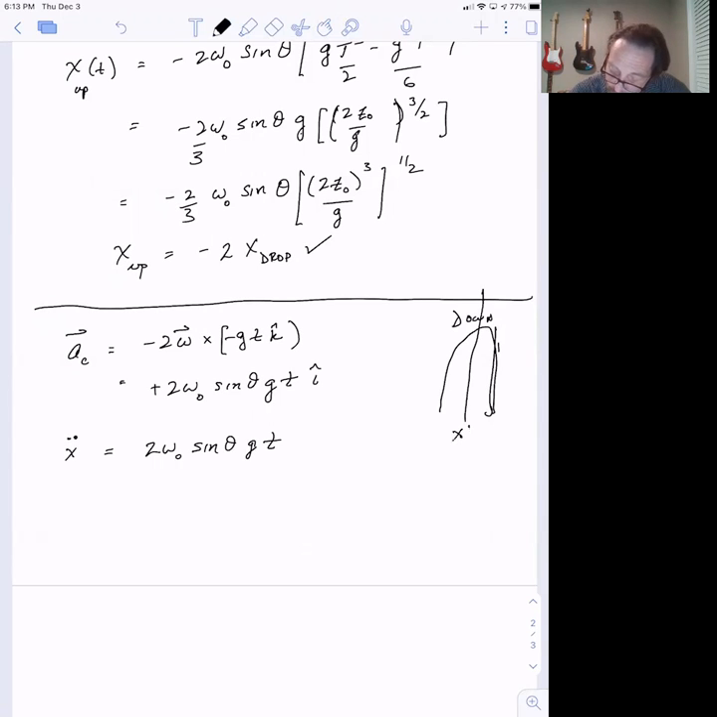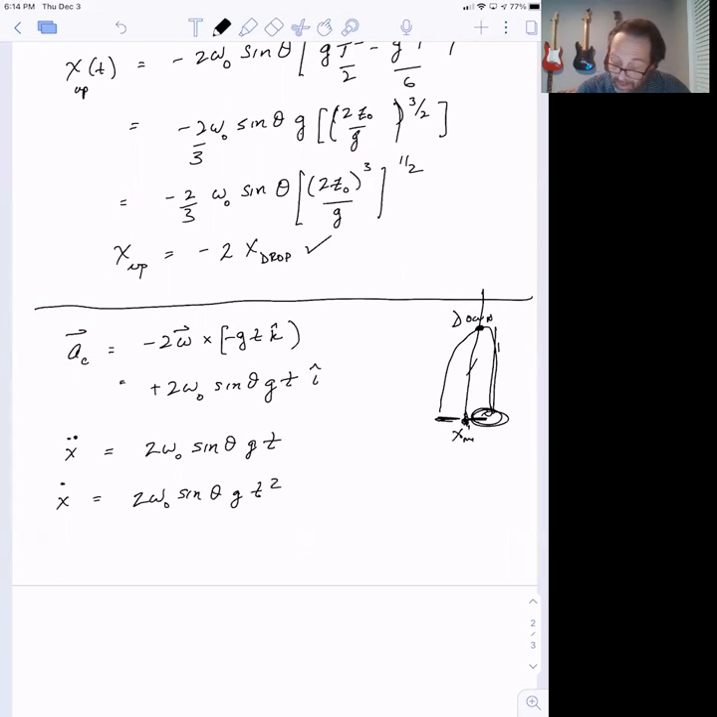This is my new x0 right here at the top of the path, okay? So I just don't feel like carrying that constant around. So I just did this one, and I'm going to reset the origin right here at 0, starting from the downward trajectory at the apex. I think that's the word. So I integrate this once, and I get x dot is equal to 2 omega naught sine theta gt squared over 2.